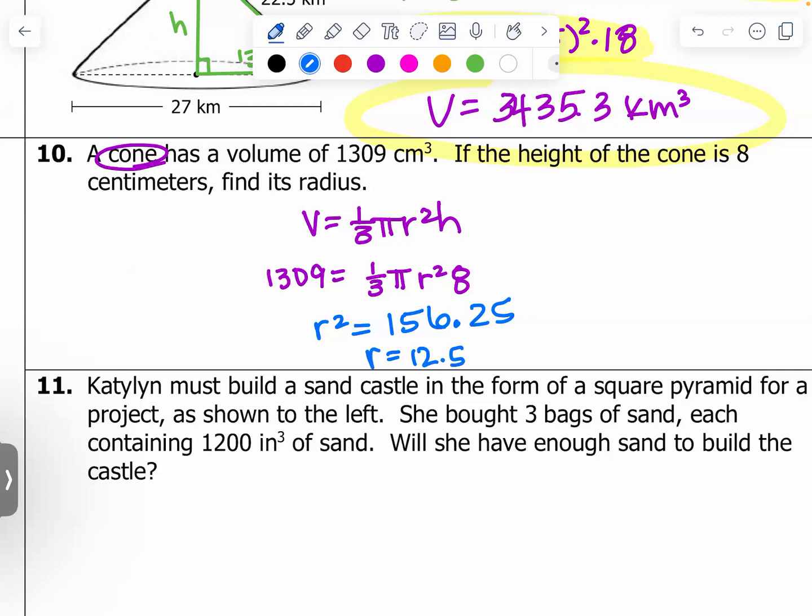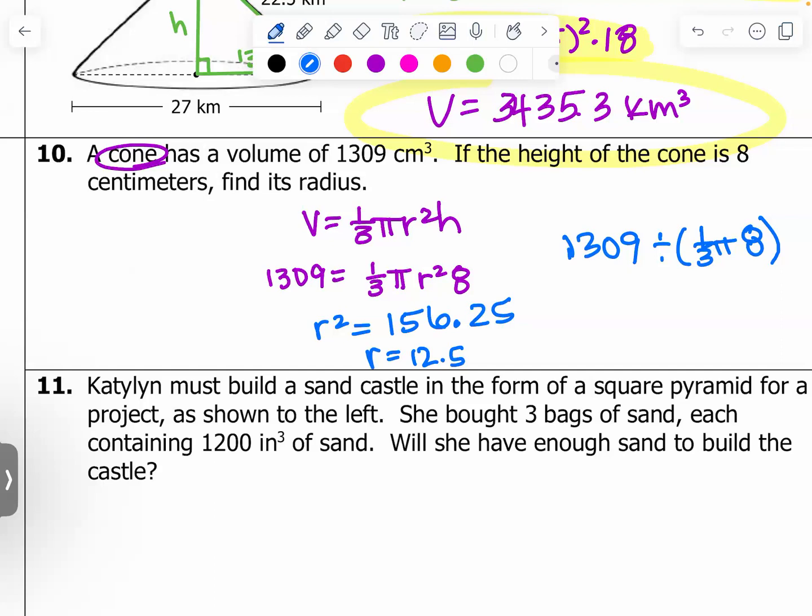So in your calculator, you need to divide by the parentheses 1/3 times pi times 8. Okay, so you could say 1309 times 3 equals divided by 8 equals divided by pi equals. So you get 156.25. And then square root that. If r squared equals a number, we need the square root of it to get the answer.